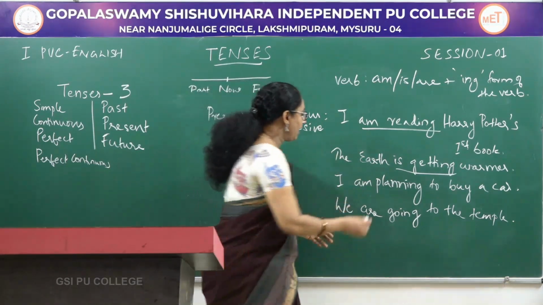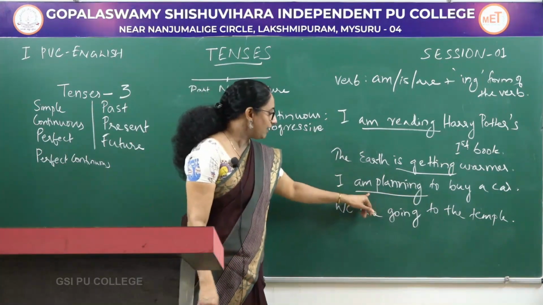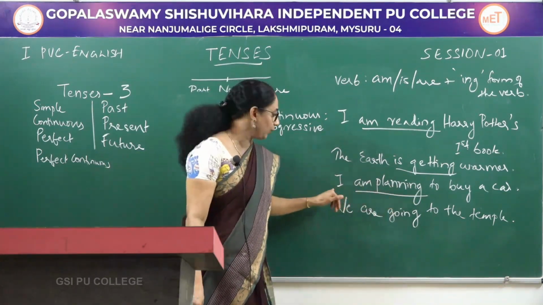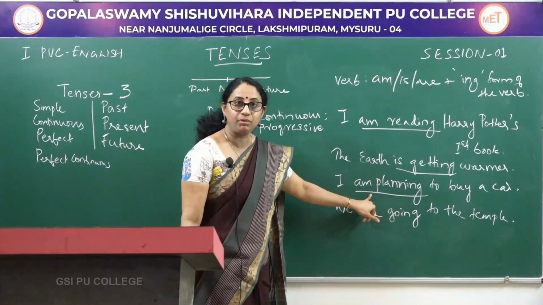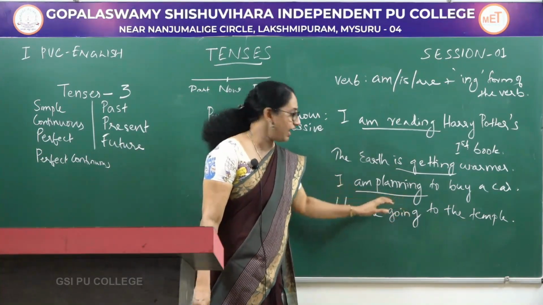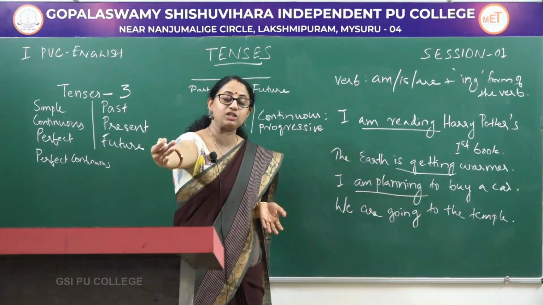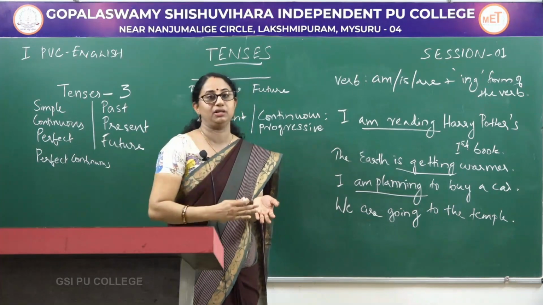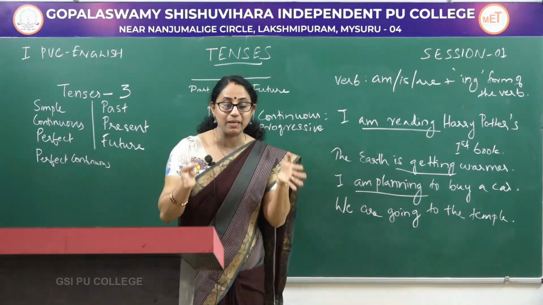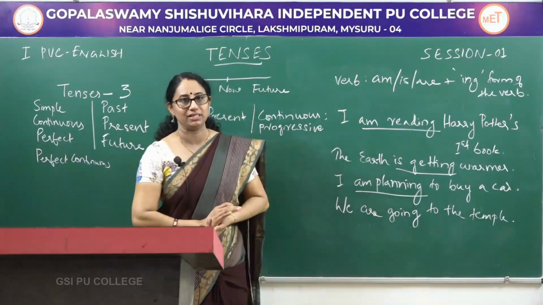Now, see, I am planning to buy a car. Just look at this part, I am planning. Along with I, only am can be used, and the ing form of the verb plan is used. I am planning to buy a car. You are speaking about an action that is going to happen only in the future. But the plan is being made in the present and it's a continuous activity.